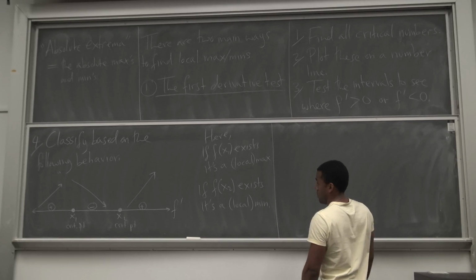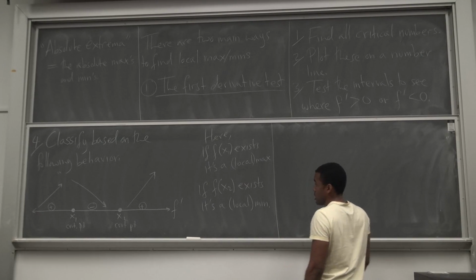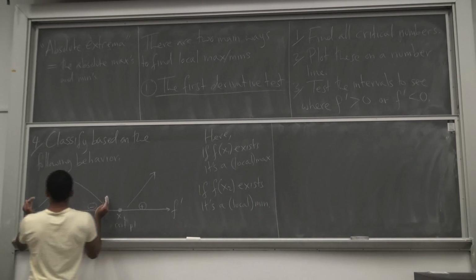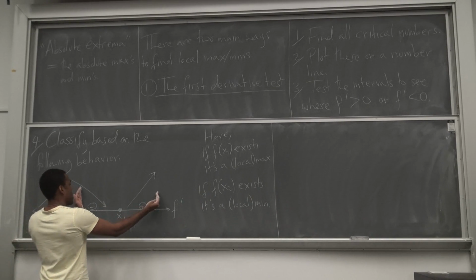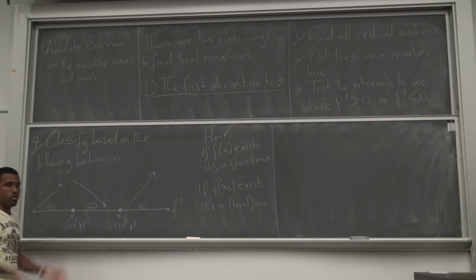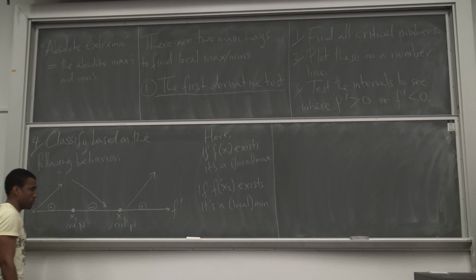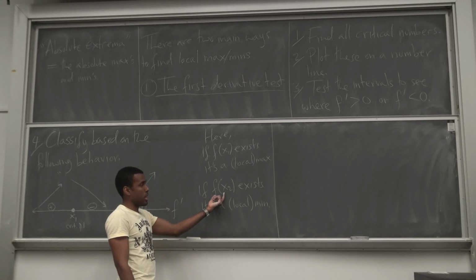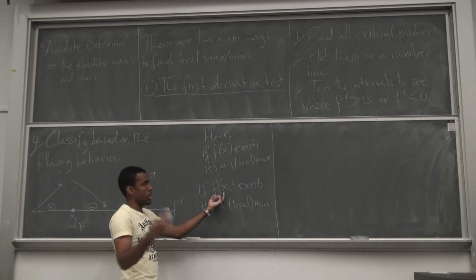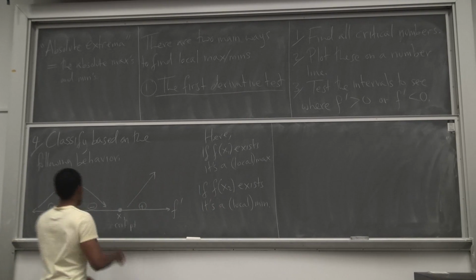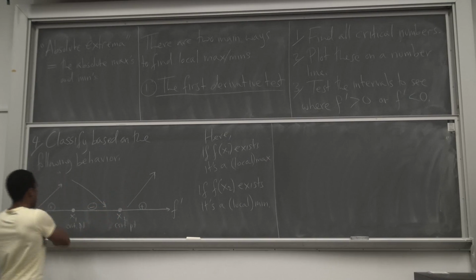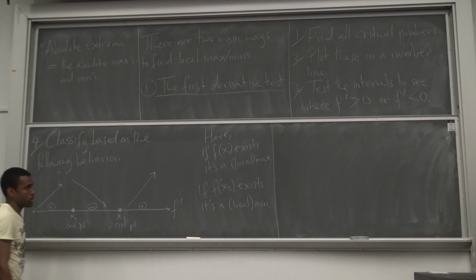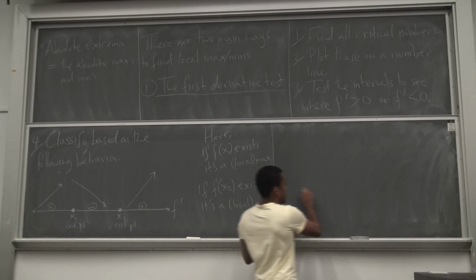That's the first derivative test. So this is how you classify a maximum point. This is how you classify a minimum point. Any other behavior is neither. So if your function doesn't exist at that point, which is possible, it's not a max or a min. Or if it doesn't go down and then up, or up and then down, it's not a max or min.